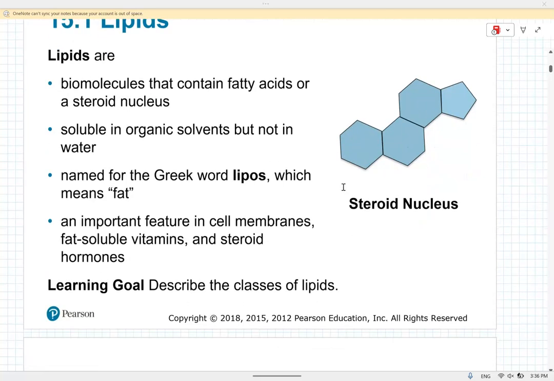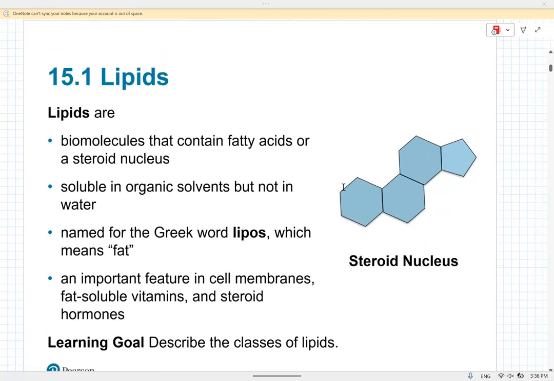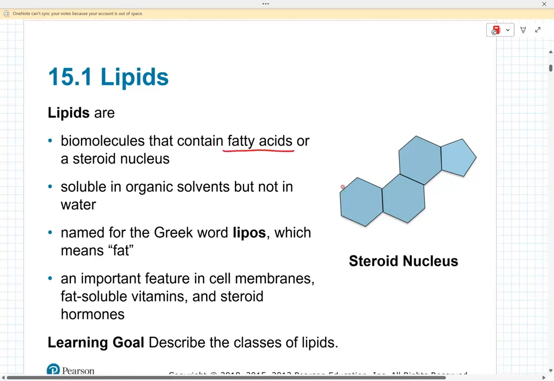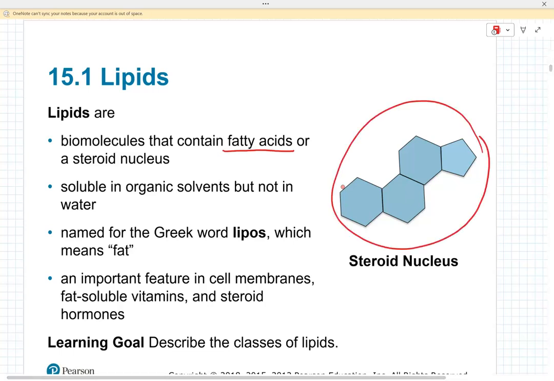So today we're going to start talking about lipids. So what are lipids? Lipids are nonpolar molecules that either contain so-called fatty acids or a steroid nucleus, 6 cyclohexane rings and 1 cyclopentane. Okay? They are hydrophobic but lipophilic, so they can be dissolved in organic solvents.